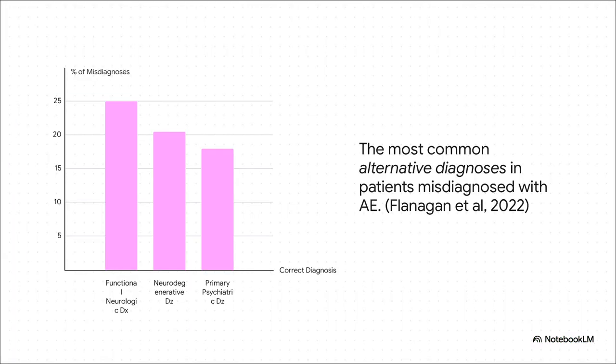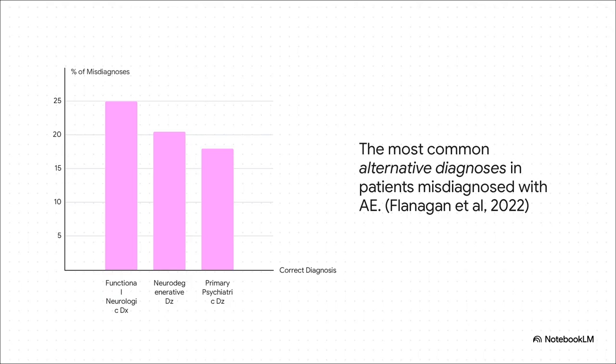This data from a big 2022 study is pretty sobering. When experts looked back at cases that were misdiagnosed as AE, the most common real diagnosis was actually a functional neurologic disorder. Right behind that were neurodegenerative diseases like CJD and primary psychiatric illnesses. So why does this happen? Well, the symptoms overlap. The behavioral changes in AE can look just like a primary psychiatric problem. The rapid cognitive decline can mimic a fast-moving dementia, and the often bizarre and fluctuating motor symptoms can easily get labeled as functional.